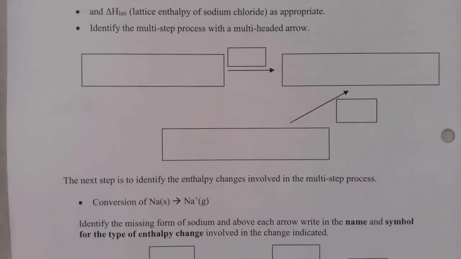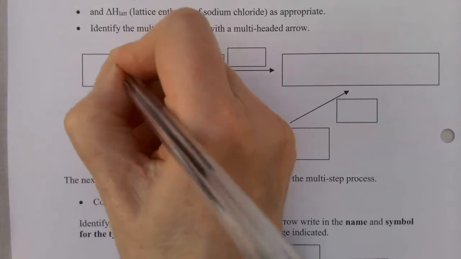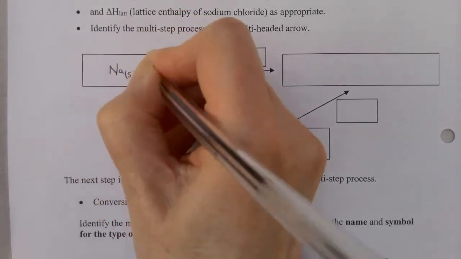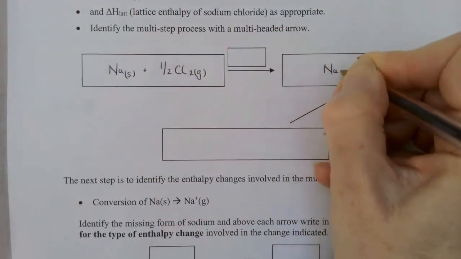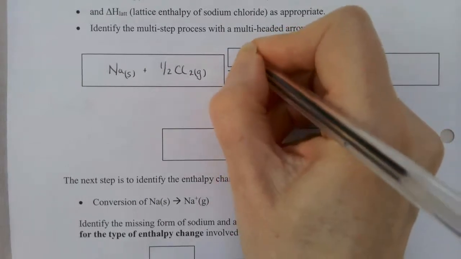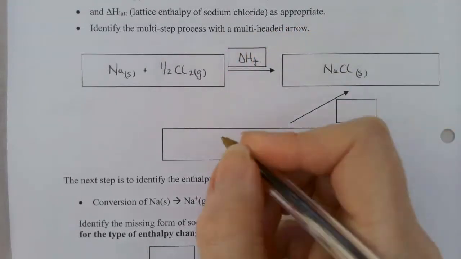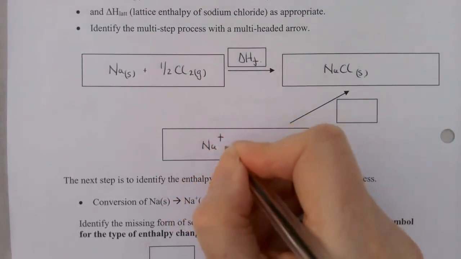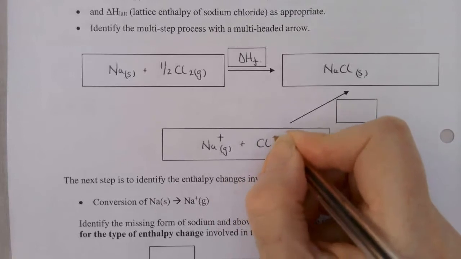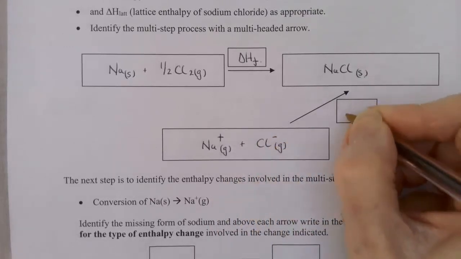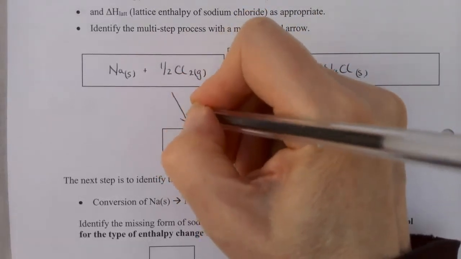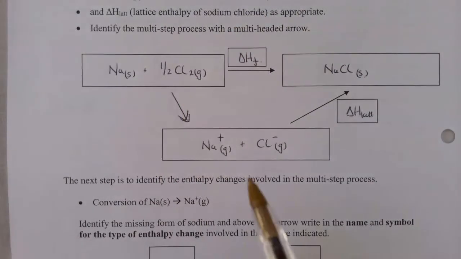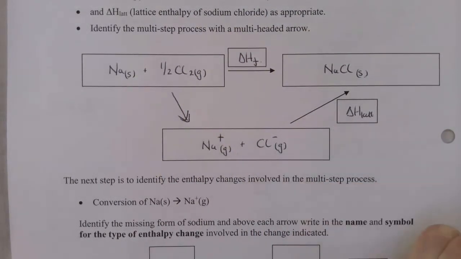So we can now write those species into our boxes. I have sodium, solid, and half my chlorine molecule, and I'm using that to form my sodium chloride solid, and as we said before, that's delta H formation. Or I can take the sodium ions in their gaseous state and the chloride ions in their gaseous state, and use those to make the lattice, and that's delta H lat. Then I have this energy change between the elements and the ions, and this is a multi-step process.